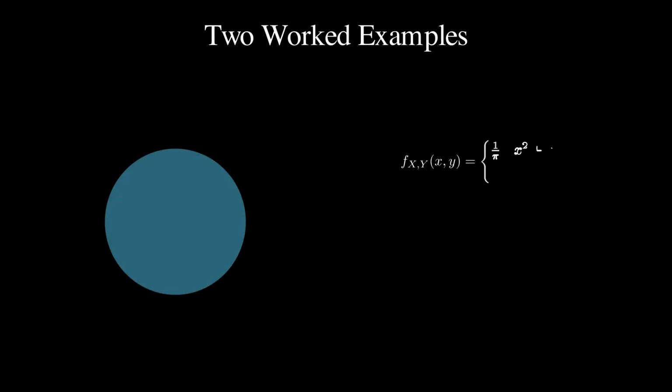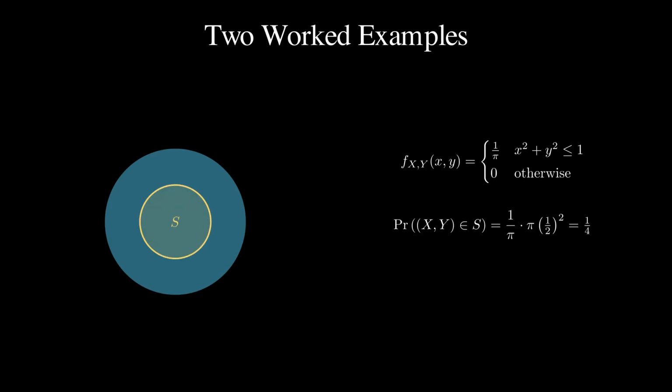Time to run the machine twice. First, the flattest surface there is. Let the pair be uniform on the unit circle. The density is 1 over pi inside the disk and 0 outside. Constant height, total volume 1. What is the probability of landing within radius 1/2? Volume above the small disk, a constant height times its area. The small disk holds 1/4 of the area, so the probability is 1/4. Under a flat density, probability is literally area.